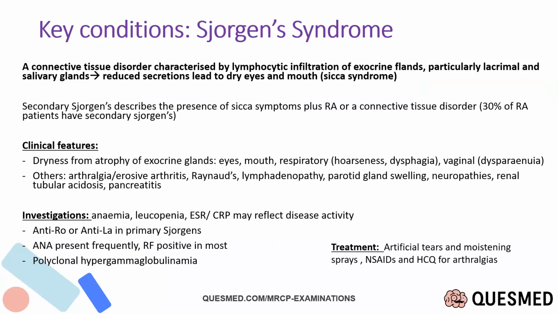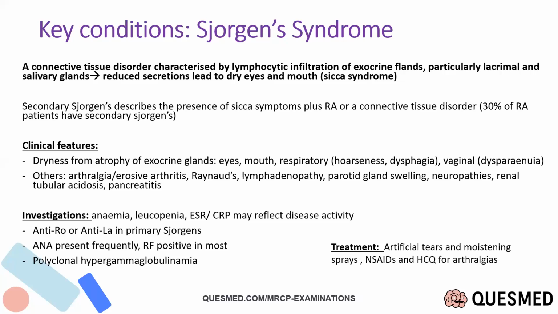And often a lot of the autoimmune conditions can get a secondary Sjogren's. So patients with rheumatoid arthritis might complain of dry eyes and dry mouth, and there's often that overlap, or in patients with lupus. You get clinical features other than that. So we talked about the dry eyes and dry mouth, but you can also get hoarseness of the voice and issues with the swallow. They can get vaginal dryness, which gives painful sexual intercourse.